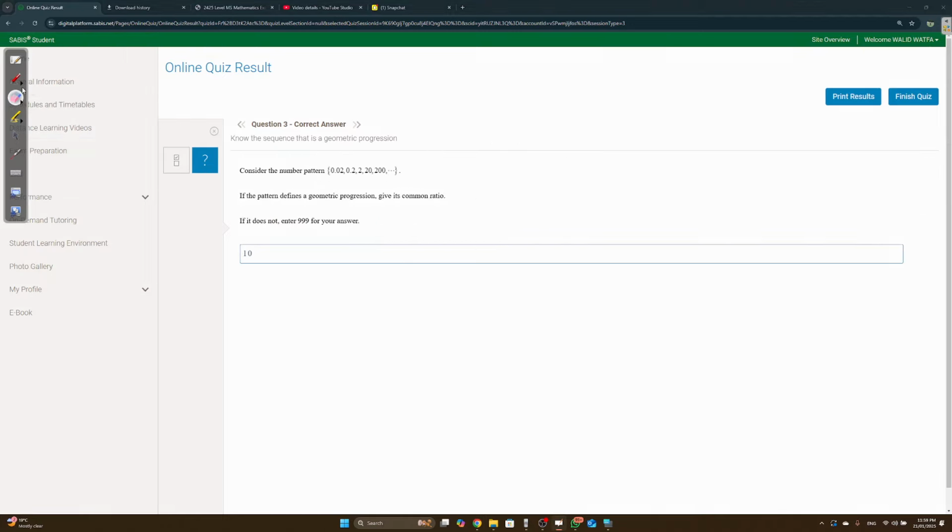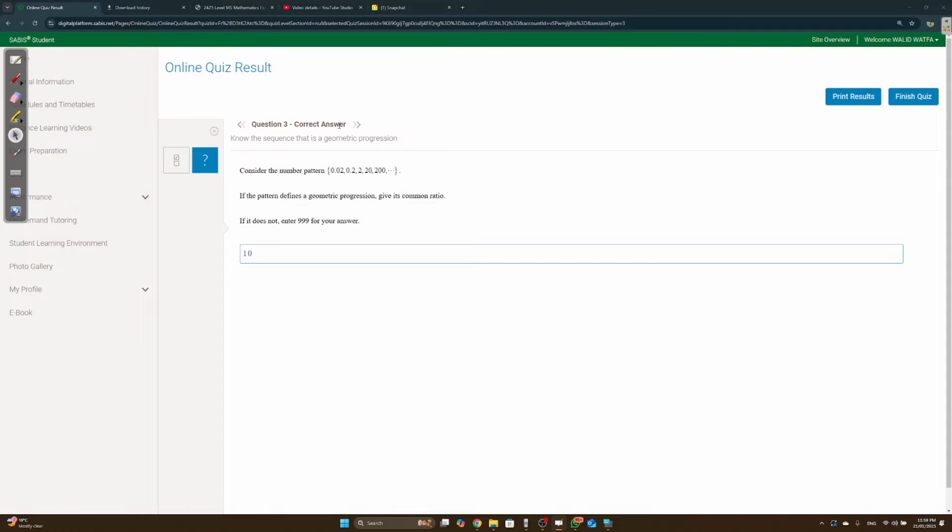Question 3. Consider the number pattern 0.02, 0.2, up to 200. If the pattern defines a geometric progression, what's its ratio? Obviously, you're multiplying by 10. A monkey can solve this, honestly.